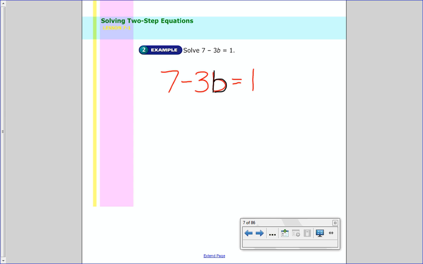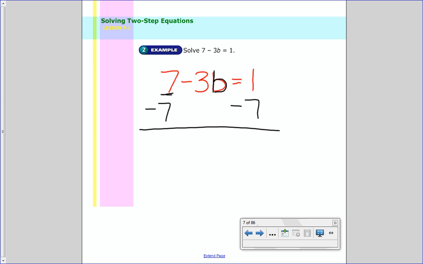However, I've seen before some kids get confused because there's no sign in front of 7. So they look at the one after it and they say, oh, this must be negative 7. Well, that's not true. When there is no sign in front of the 7, that just means it's positive. It's a positive 7 that's there. So there's 7 and they're taking away 3 times b. So to get rid of just a 7, you subtract 7 from both sides.